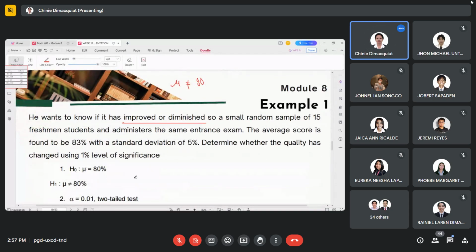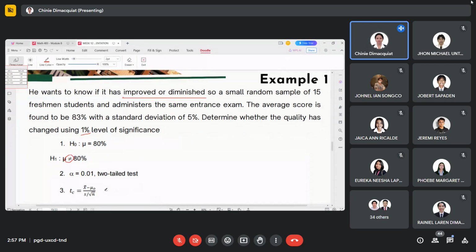So 1% level of significance or 0.01, and since it uses "is not equal to," it is a two-tailed test. So our statistical test is t because the variance is unknown. How do we know if our variance is known or unknown? The standard deviation given is a sample standard deviation, the standard deviation of the 15 freshman students.